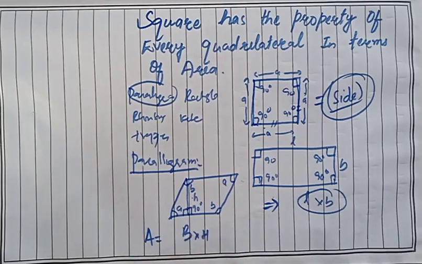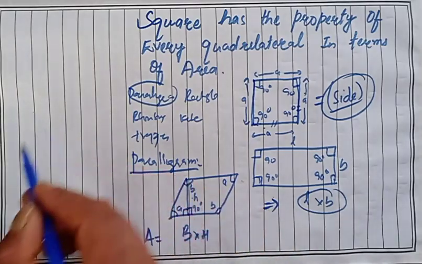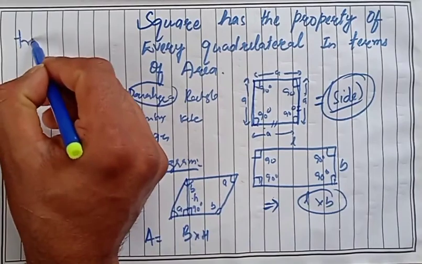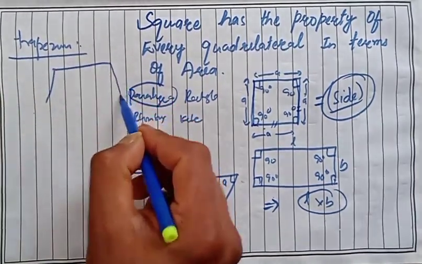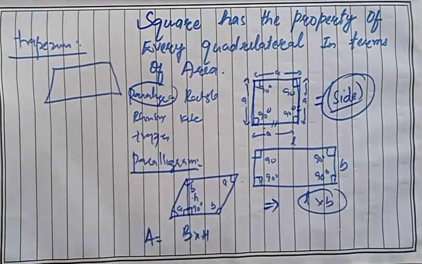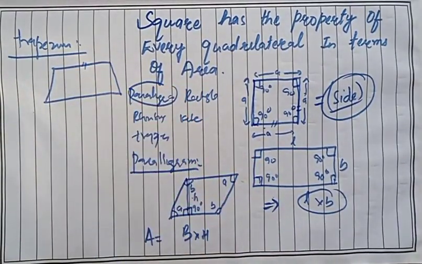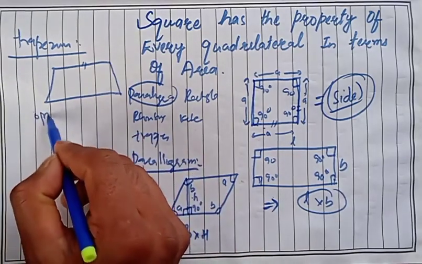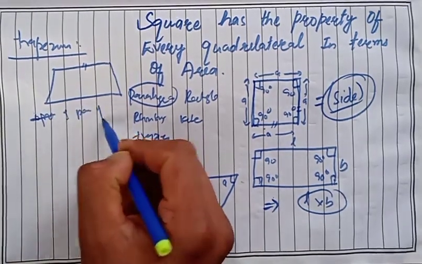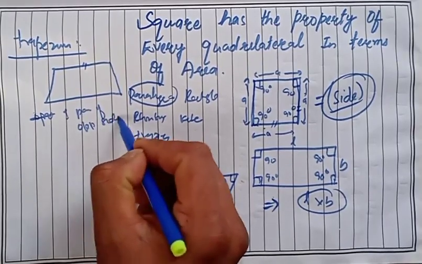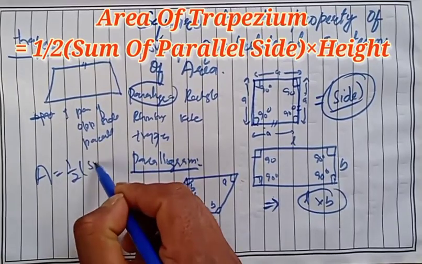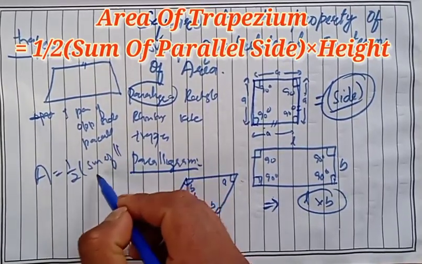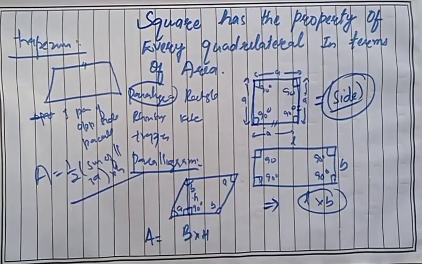And if we talk about another type of quadrilateral, that is the trapezium. The trapezium is of this shape. A trapezium has only one property, that it has one pair of opposite sides parallel, and its area is written as 1/2 sum of parallel sides into height. This is the area of the trapezium.